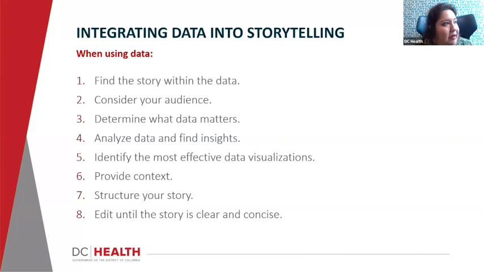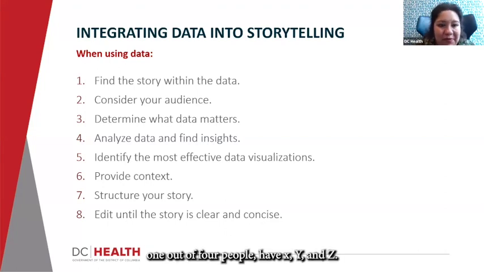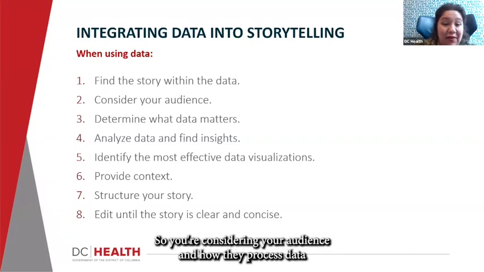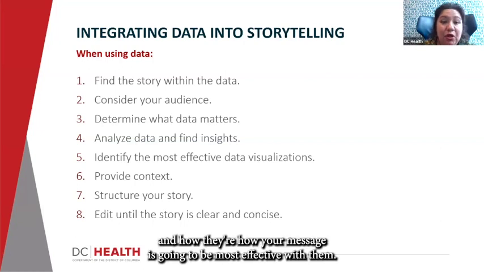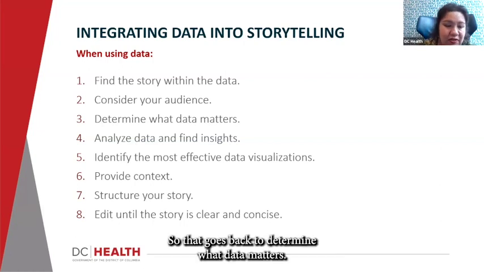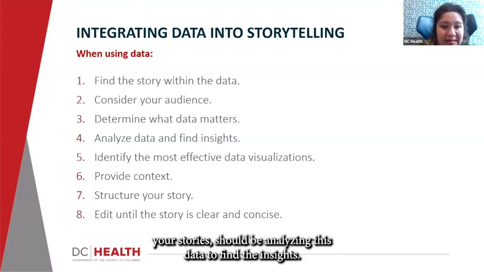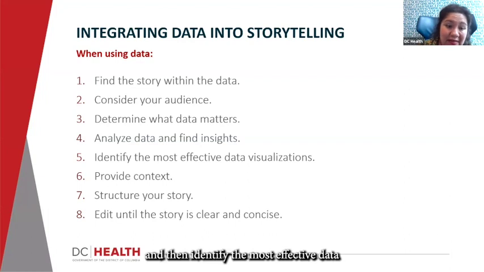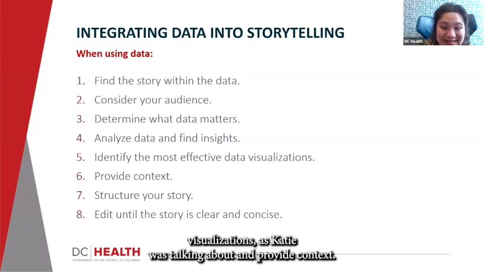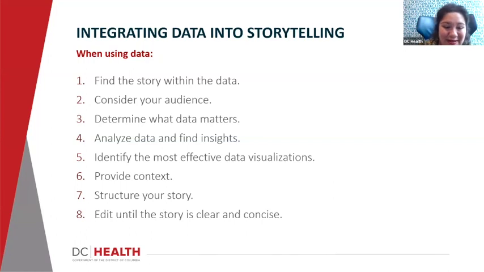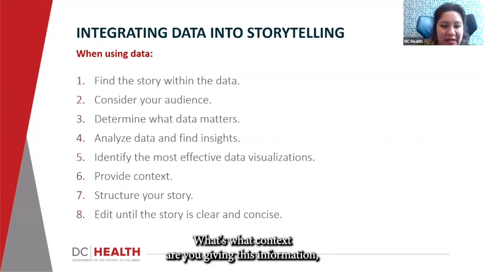Like, did you know that 1 out of 4 people have X, Y, and Z? So you're considering your audience and how they process data and how your message is going to be most effective with them. That goes back to determining what data matters. Before you start sharing your stories, you should be analyzing this data to find the insights. Then identify the most effective data visualizations, as Katie was talking about, and provide context. What context are you giving this information for? And then using all of this, you're going to structure your story.